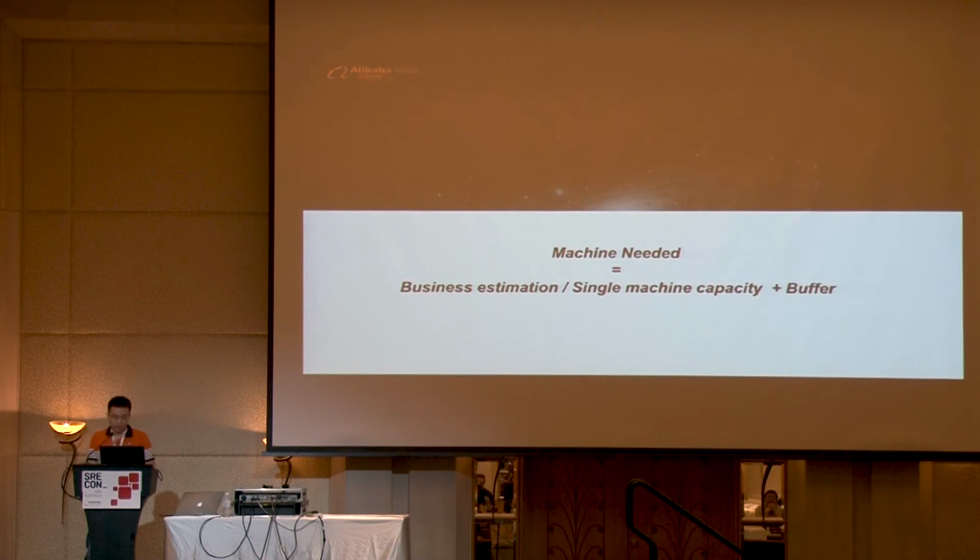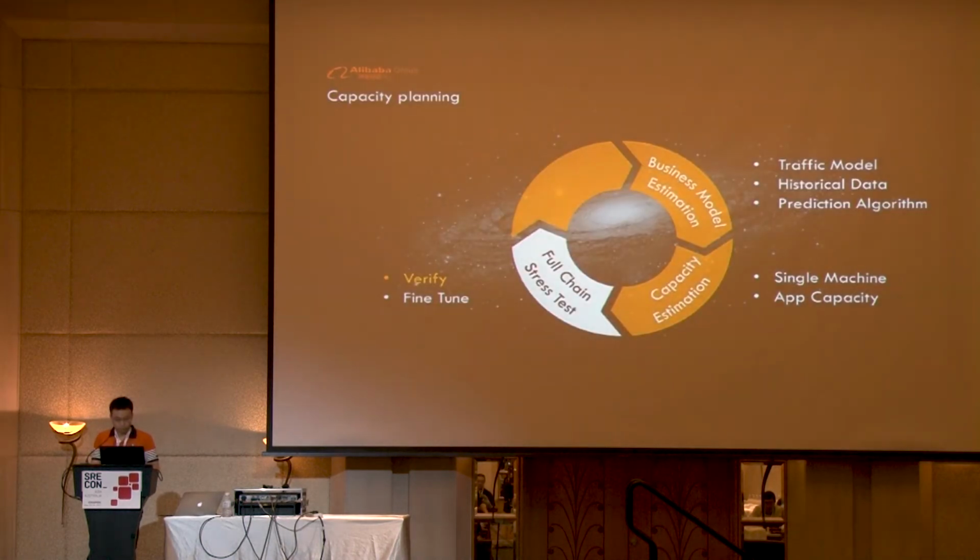Now we have the estimated request volume from stage 1, and we have the tested single machine capacity from stage 2. Then it is very easy to calculate how many machines we need, just like this formula. Of course, we also need some buffer to prevent accidents.